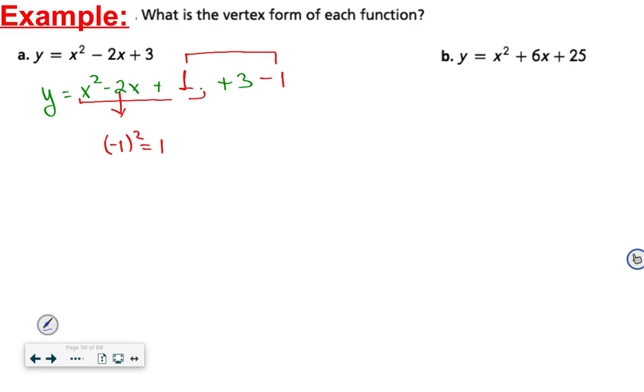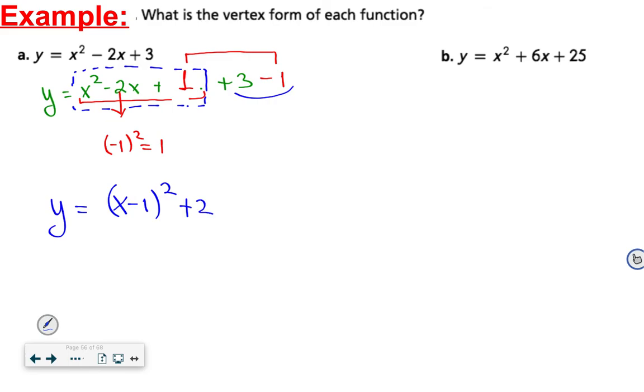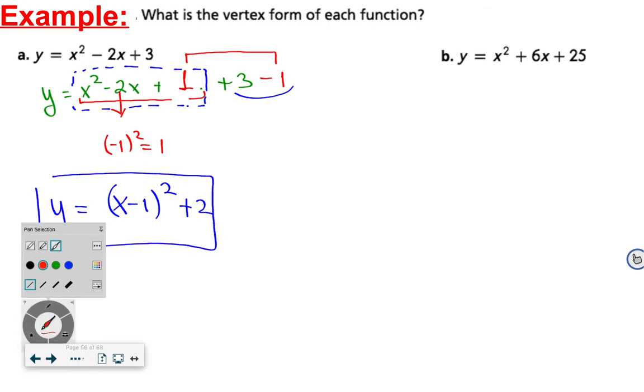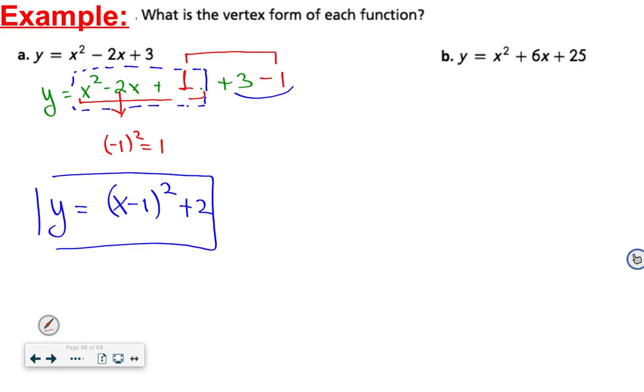After that, I know that this expression is a perfect square trinomial, which means that y is equal to (x minus 1) squared, if you combine this, plus 2. And this is vertex form. Same thing, y is equal to x squared plus 6x, there's a number over here, I don't know what number that is, plus 25.